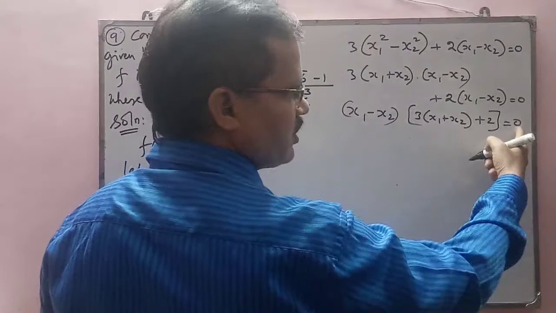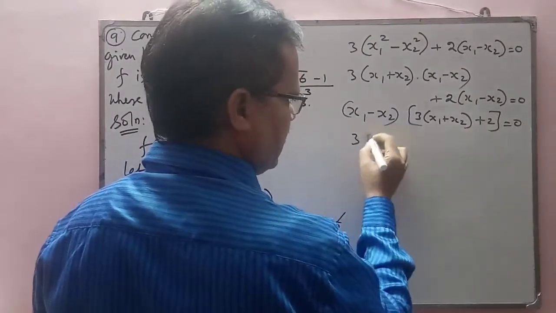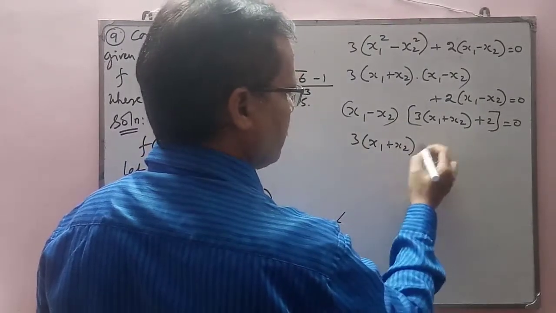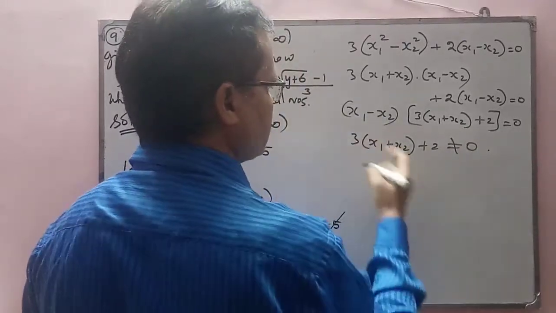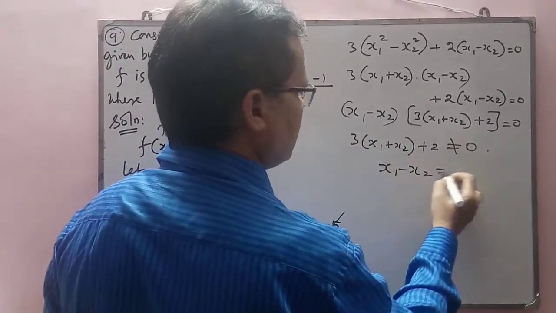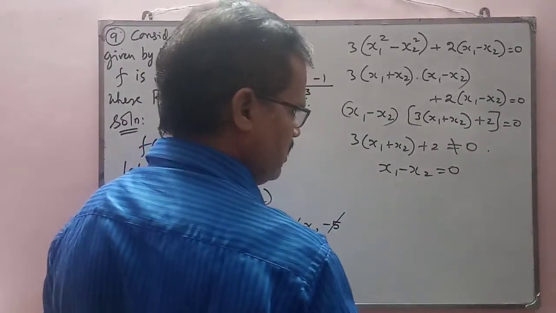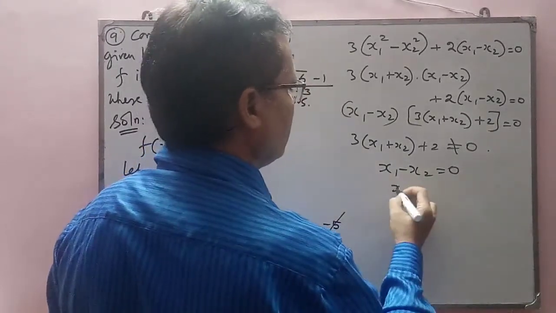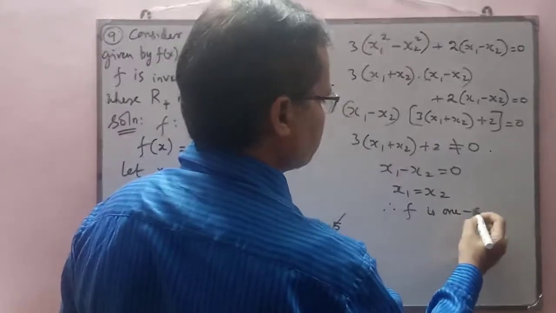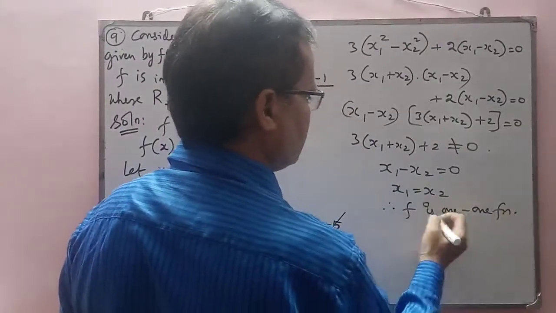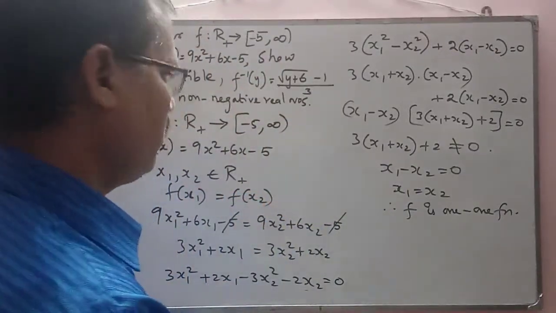Now this cannot be equal to 0 because they are all positive. So 3 times x1 plus x2 plus 2 cannot be equal to 0. Okay, children, so x1 minus x2 must be equal to 0, which means x1 equals x2. Therefore f is a one-to-one function. Okay, children, we have completed one-to-one. Now we have to show onto.